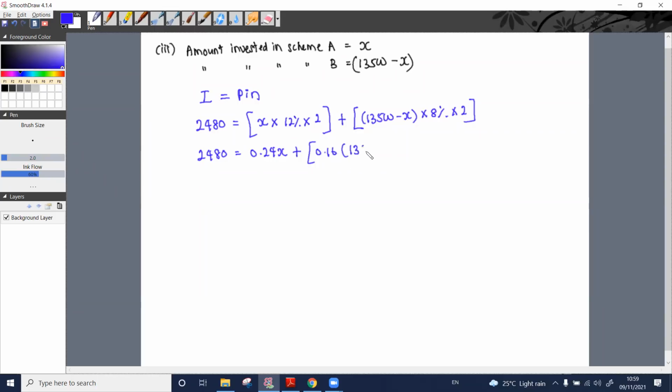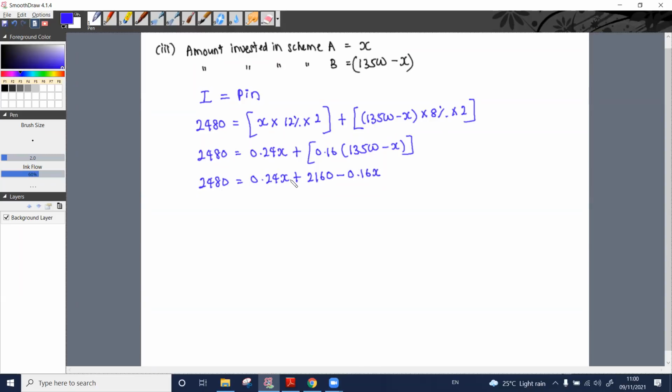Inside the brackets, 13,500 minus X. I will further expand this. 0.24X plus here 0.16 into 13,500, that is 2,160. 0.16 into minus X, that is minus 0.16X.